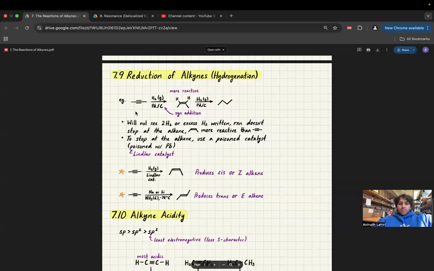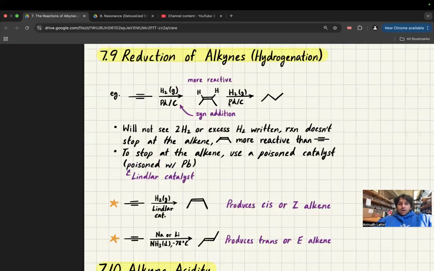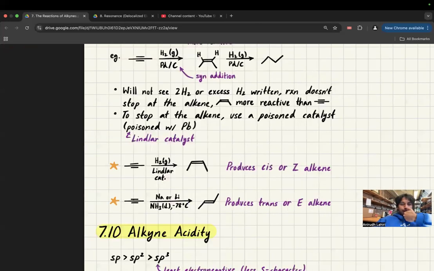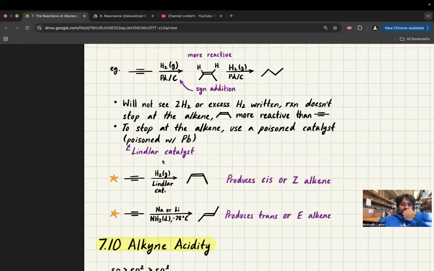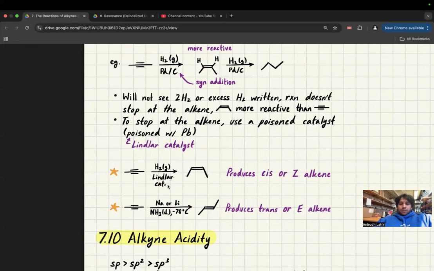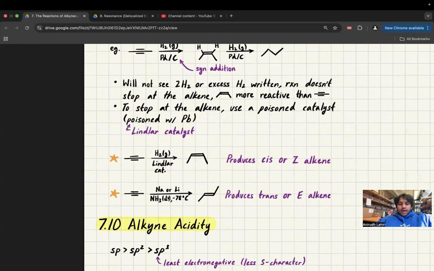Reduction of alkynes, hydrogenation. So H2 palladium on carbon will actually end up reducing this all the way. This is a syn addition, so we're adding these hydrogens on both sides, okay? There are examples of reagents that do slightly different things. Lindlar's catalyst is something called a poison catalyst, so it stops at the alkene. So it will reduce a triple bond to a double bond, but it will not reduce a double bond.